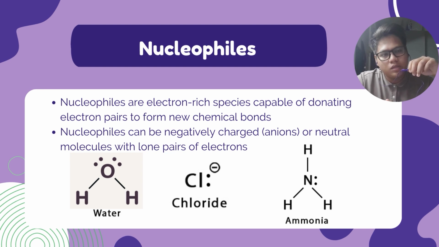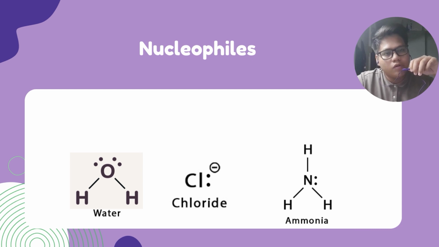The structures below are examples of nucleophiles. The first one we have water, the second one we have chloride, and the third one we have ammonia. These three examples are considered nucleophiles because of the presence of lone pairs of electrons.